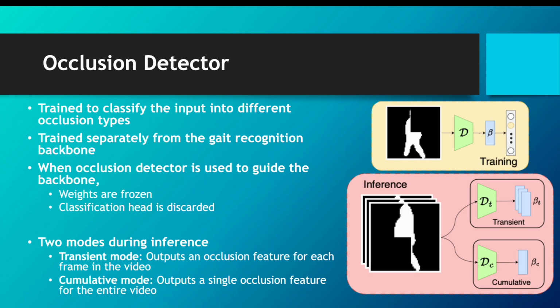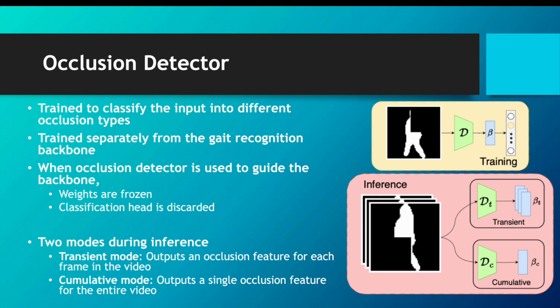So the occlusion detector is the auxiliary network I talked about, and it's trained to classify the input into multiple occlusion classes. It's trained separately from the gait recognition backbone, and in the next step when it's used to guide the backbone, its weights are frozen. And obviously the classification head is also discarded. We just use the intermediate features beta from the occlusion detector.